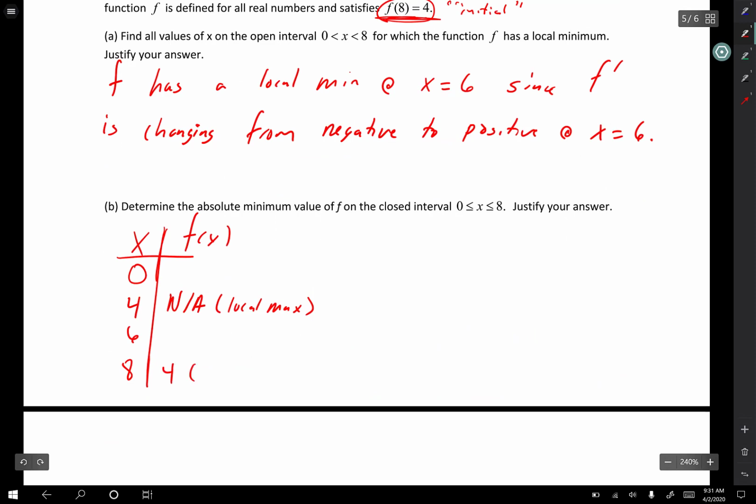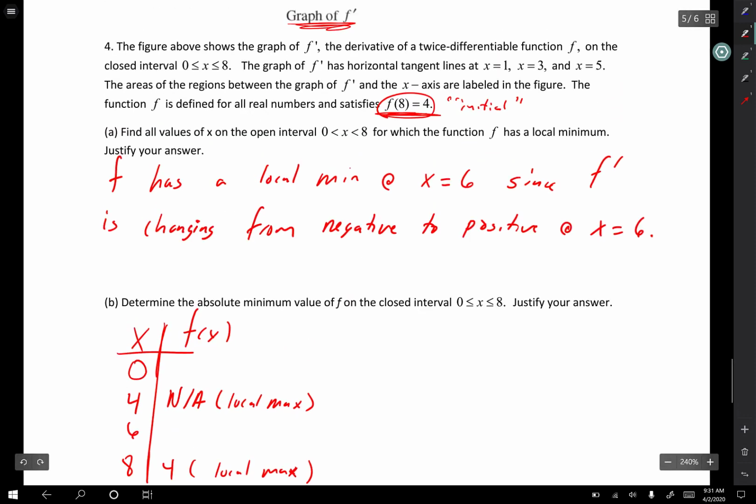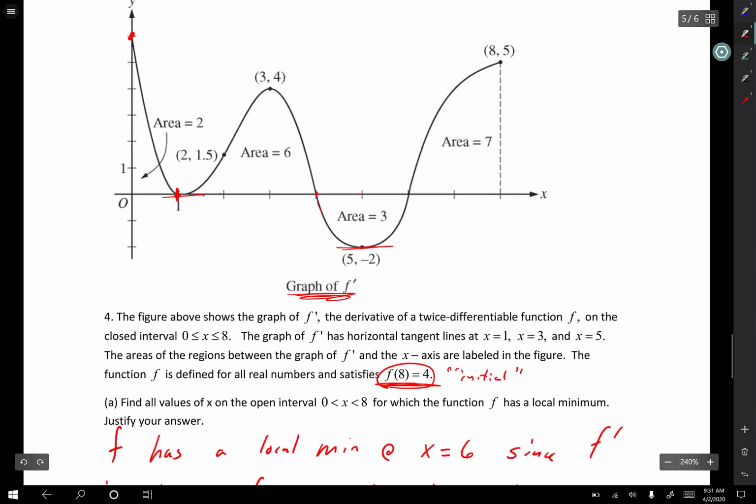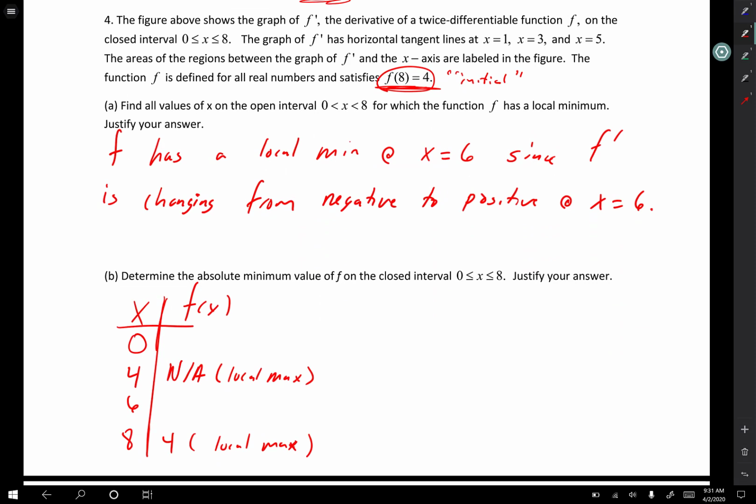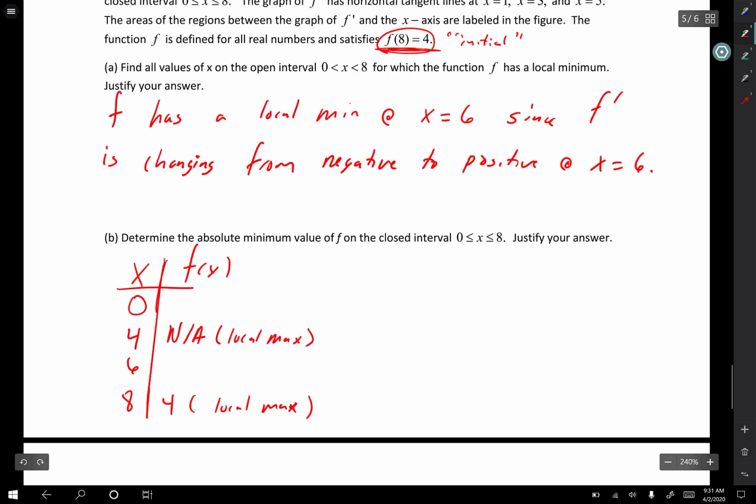But this is a max. It might be the absolute max, it might be global. Let me see. Went up 8, went down 3, then went up 7. So I think the 4 is absolute, but that's fine. The only candidates for the minimum are the 0 and the 6.